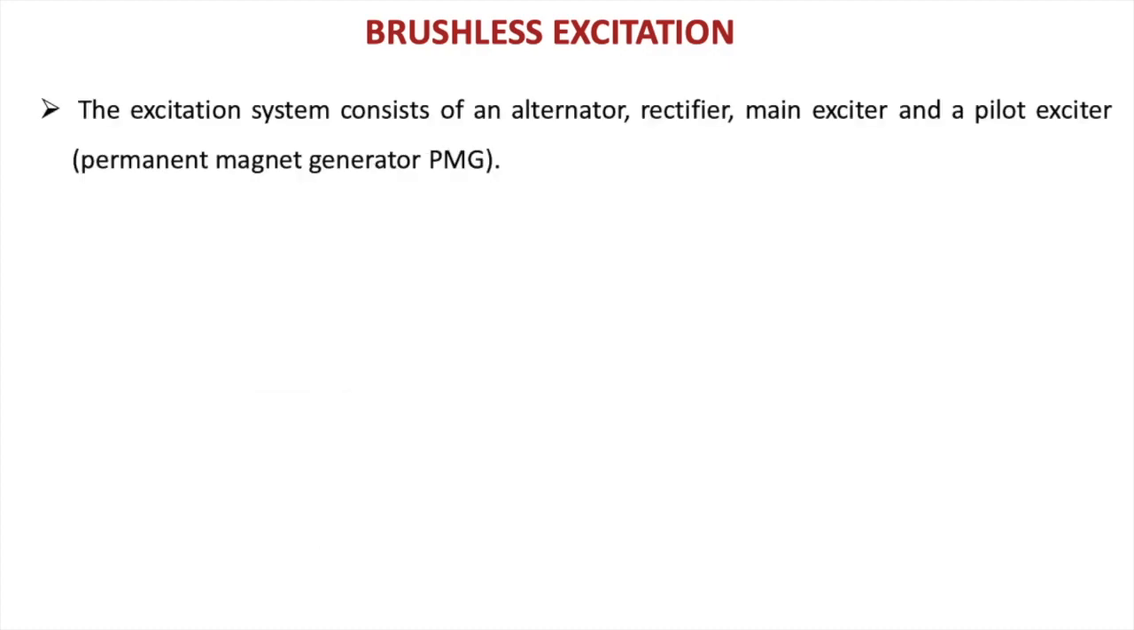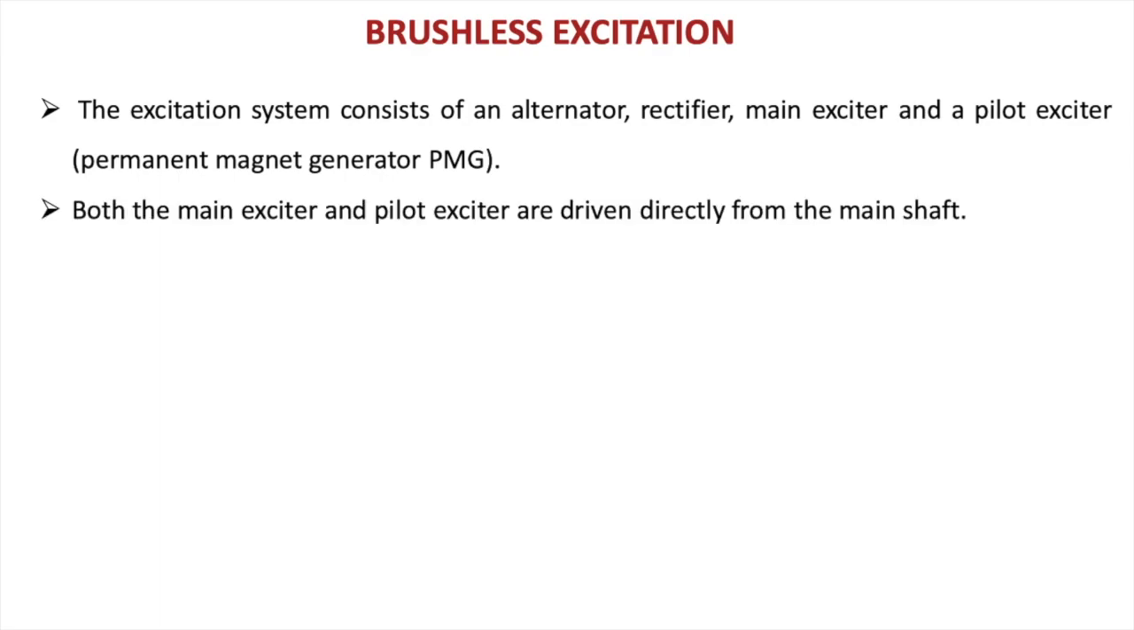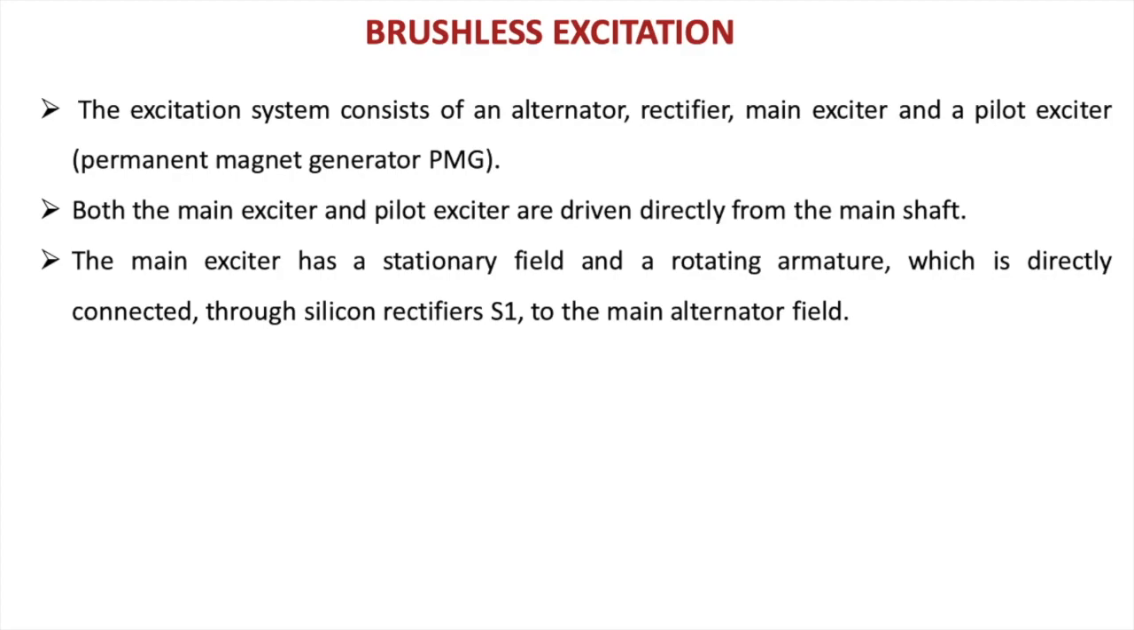The brushless excitation system consists of an alternator, rectifier, main exciter and a pilot exciter, that is the permanent magnet generator, which will be shortly called PMG. Both the main exciter and the pilot exciter are driven directly from the main shaft. The main exciter has a stationary field and a rotating armature which is directly connected through the silicon rectifiers to the main alternator field. Thus the slip ring and brushes are eliminated.